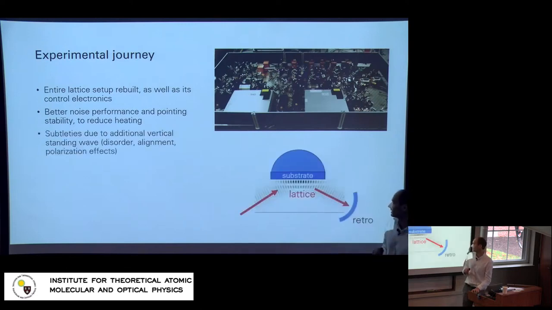Maybe for the experimentalists in the audience, we have had to deal with some subtleties and complications due to the fact our lattices are reflected off vertically onto a substrate located below our microscope objective in order to enhance lattice depth and create a very well-defined vertical layer into which the atoms are loaded. But that leads to several complications due to the presence possibly of scatterers on the substrate, stray reflections. You need also to be able to align this lattice angle quite precisely, and you need also to deal with polarization effects on that substrate.